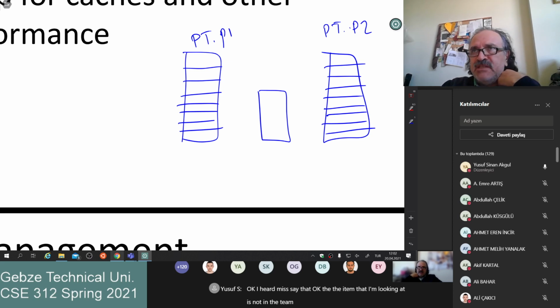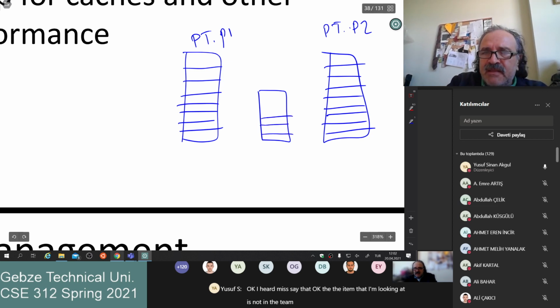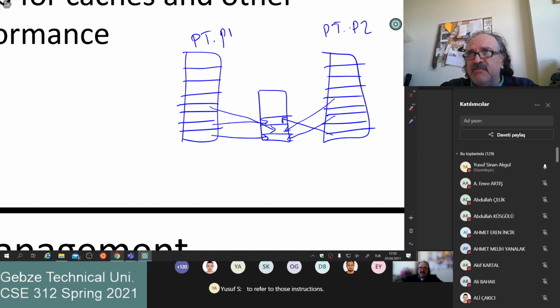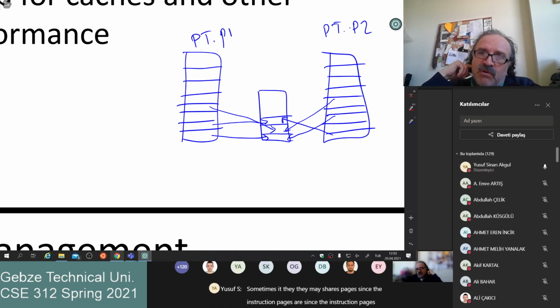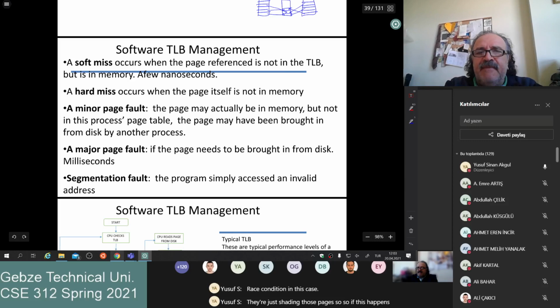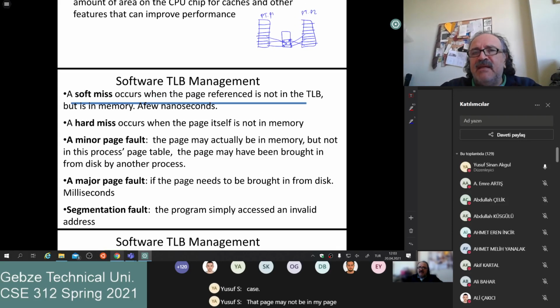Since process number one and process number two have to run some instructions, sometimes they might use the same pages to refer to those instructions. Sometimes they may share pages. Since the instruction pages are read only, there is no race condition in this case. They are just sharing those pages. So a soft miss happens in this case. That page may not be in my page table, but the page is loaded in the main memory. It is used by some other process.